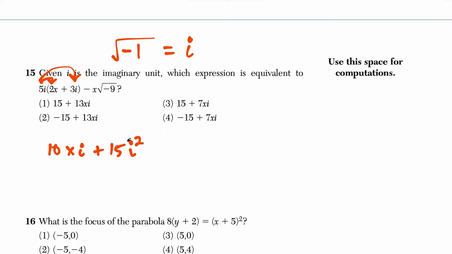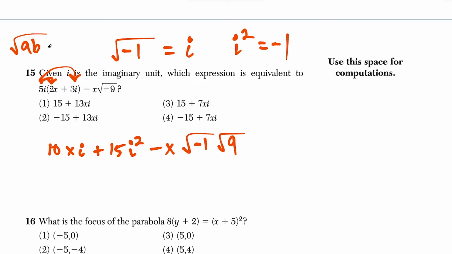So this is another thing we're going to have to deal with. i squared, if I square both sides of this equation, that's going to break the radical, and we'll have i squared equals -1. So that's going to be important in a moment. And now we have minus x, and think of this as the square root of -1 times the square root of 9. All I did here was just use this property of radicals. When we have radical AB, that's radical A times radical B. So now we could simplify a bit.